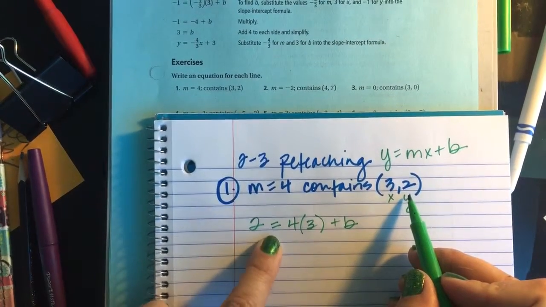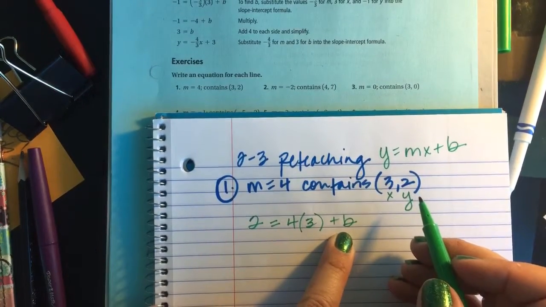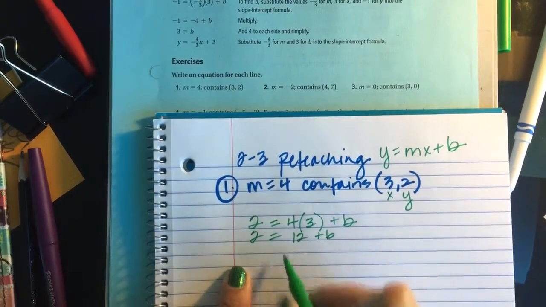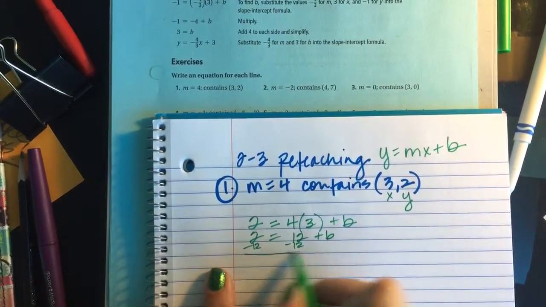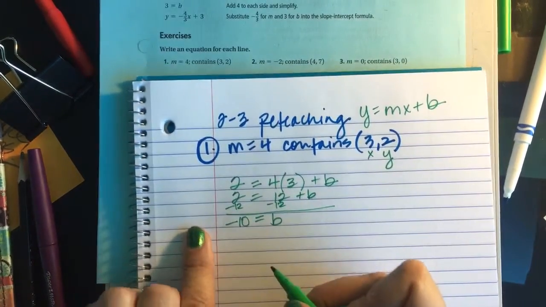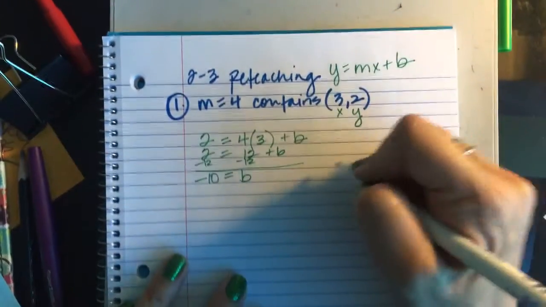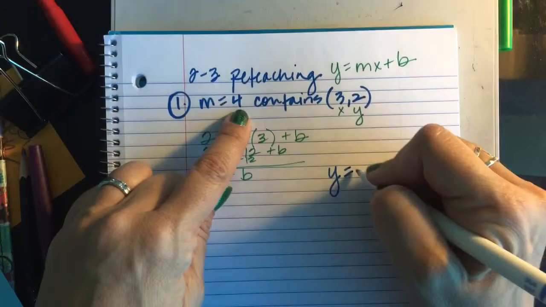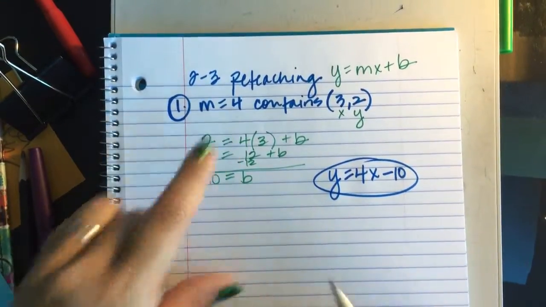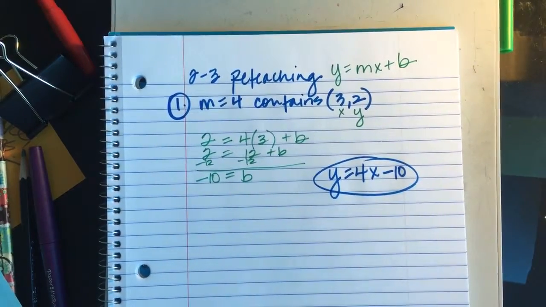So y equals m times x plus b. B is the thing we have to find. 2 is equal to 12 plus b. If I subtract 12 from both sides, I find out that the b value is -10. And then to finish this equation, I'm going to write it as y equals 4x minus 10. So when I'm given the slope with 1 point, I use the point to help me get to the b value.